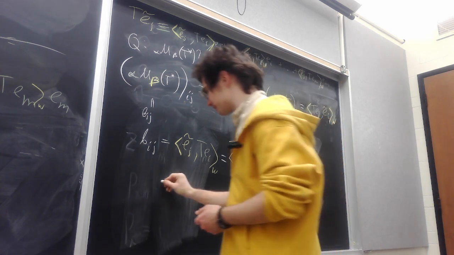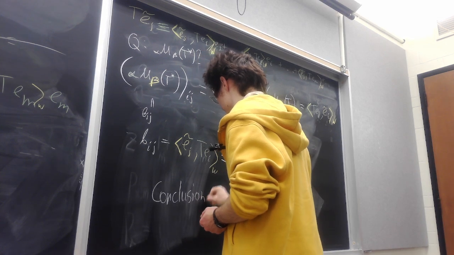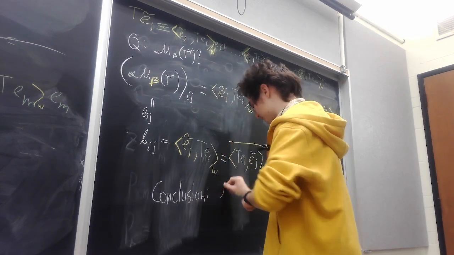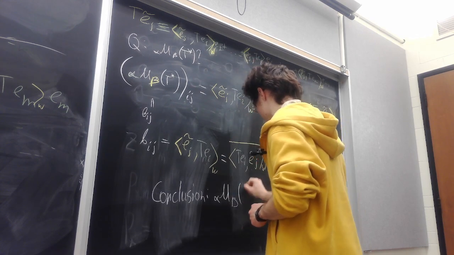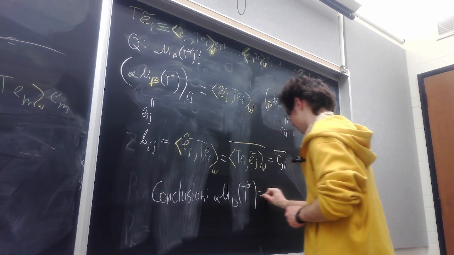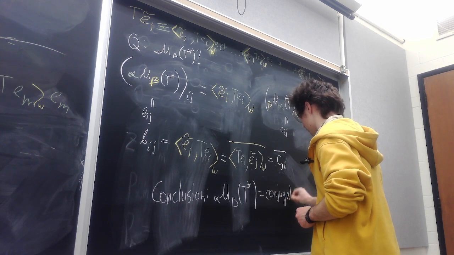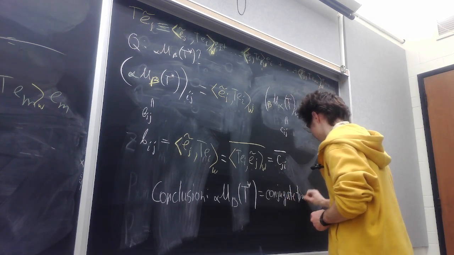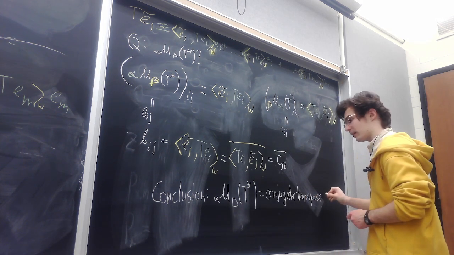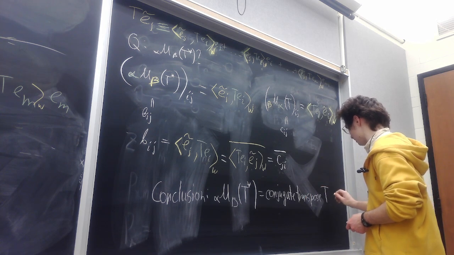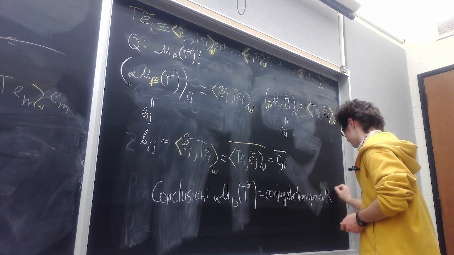So, conclusion. The grand conclusion. Oh wow, this is taking longer than I thought. The matrix of T star equals the conjugate transpose of T, the matrix from alpha to beta of T.